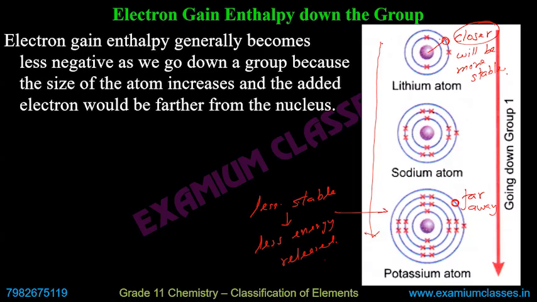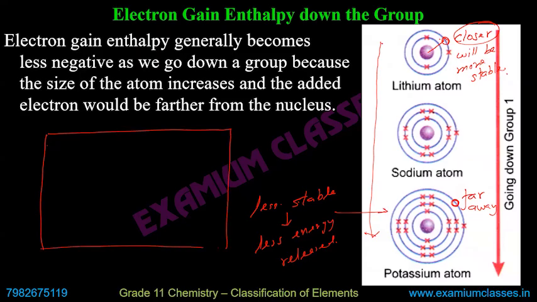So how will you remember it? You will remember it like this: if this is the periodic table, electron gain enthalpy except the noble gas configuration, I'm talking about up to here. Here it will be most negative. And here it will be most positive. That's why I'm talking about in terms of negative.